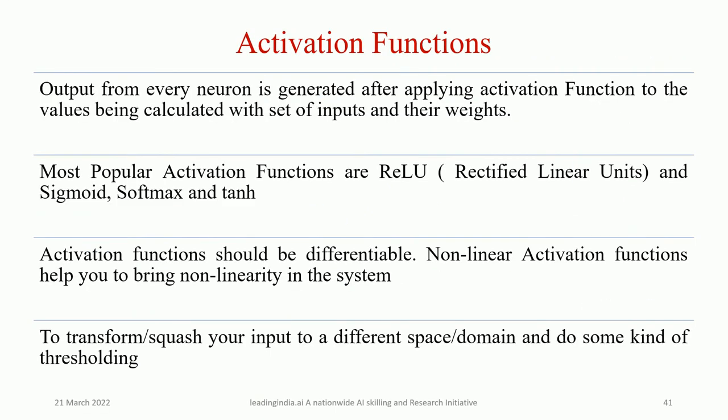So let's see what are the activation functions we can use in here. The most popular activation functions are ReLU, that is rectified linear unit, and sigmoid, softmax, or tanh functions. We have to keep in mind that these functions should be differentiable. It means non-linear activation functions help you to bring non-linearity in the system, right? That's desirable because we are actually summing up all the values and providing the activation function on it, right? So to transform and squash your input to a different space or domain, we do some kind of thresholding that is actually regulated by that b, that is the bias available with our calculations we have done in the previous slide, right?